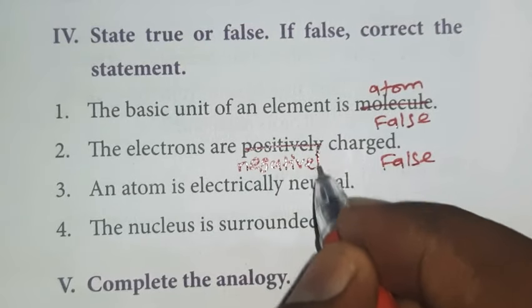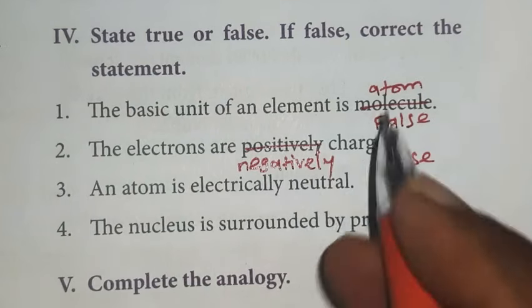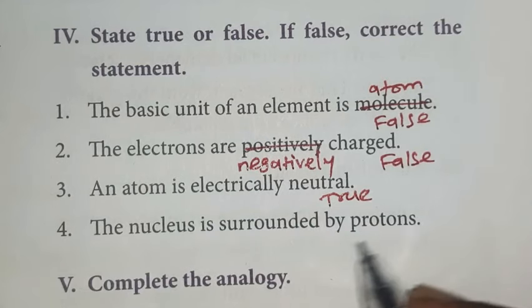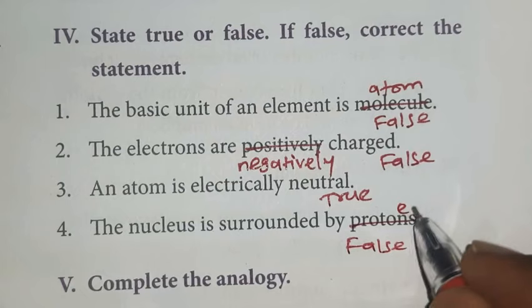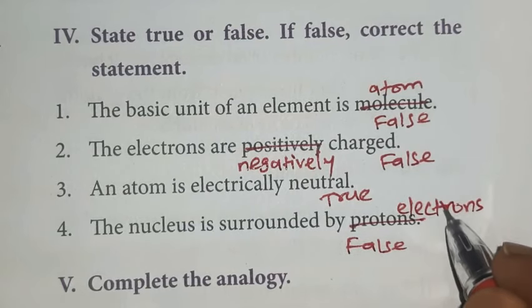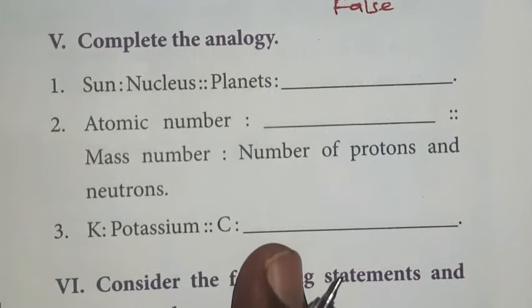Negatively charged. Third one, an atom is electrically neutral. Yes, this is true. Fourth one, the nucleus is surrounded by protons. This is false. Nucleus is surrounded by electrons. Next, fifth part, complete the analogy.